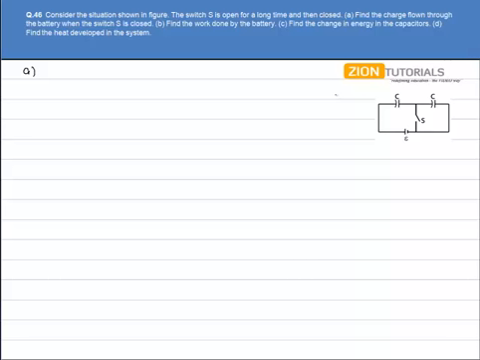Initially, when switch S is open, we have C and C in series. So C equivalent will be 1 by C plus 1 by C, which comes out to be C by 2. So the charge on each capacitor initially is C equivalent into potential, that is epsilon. We have C epsilon by 2.